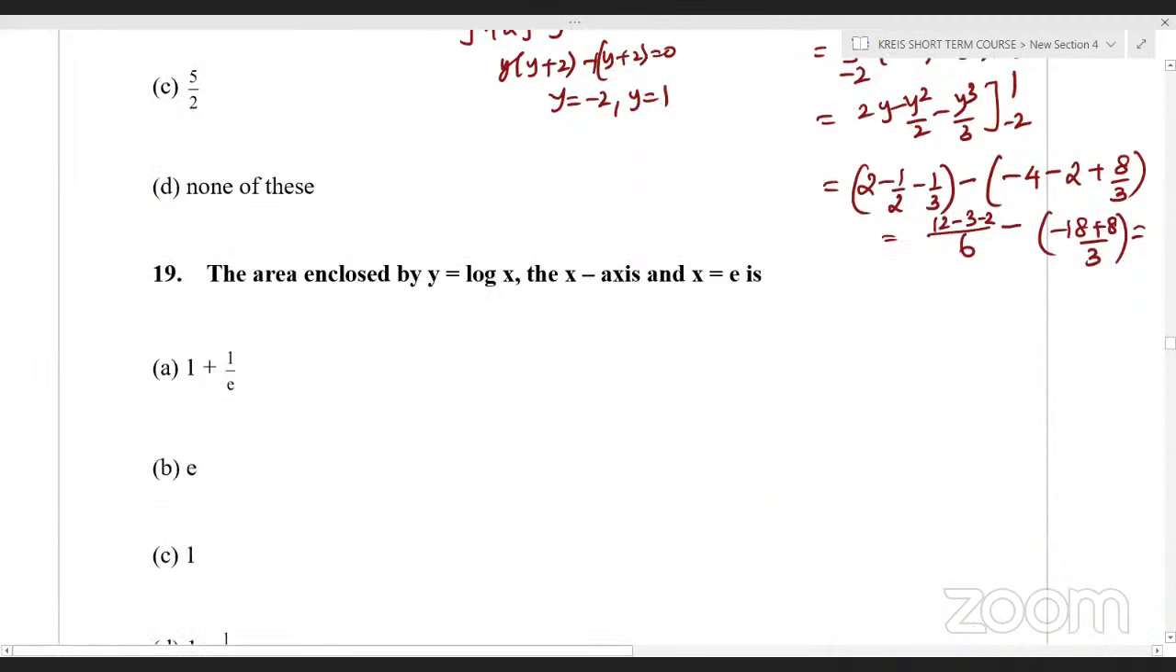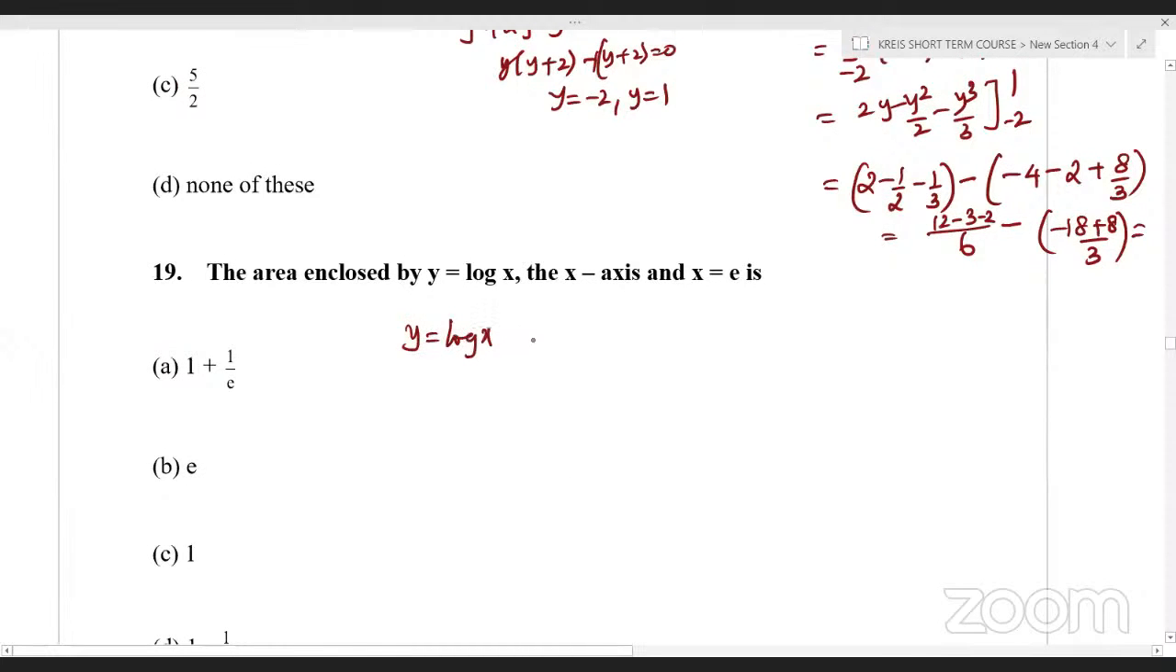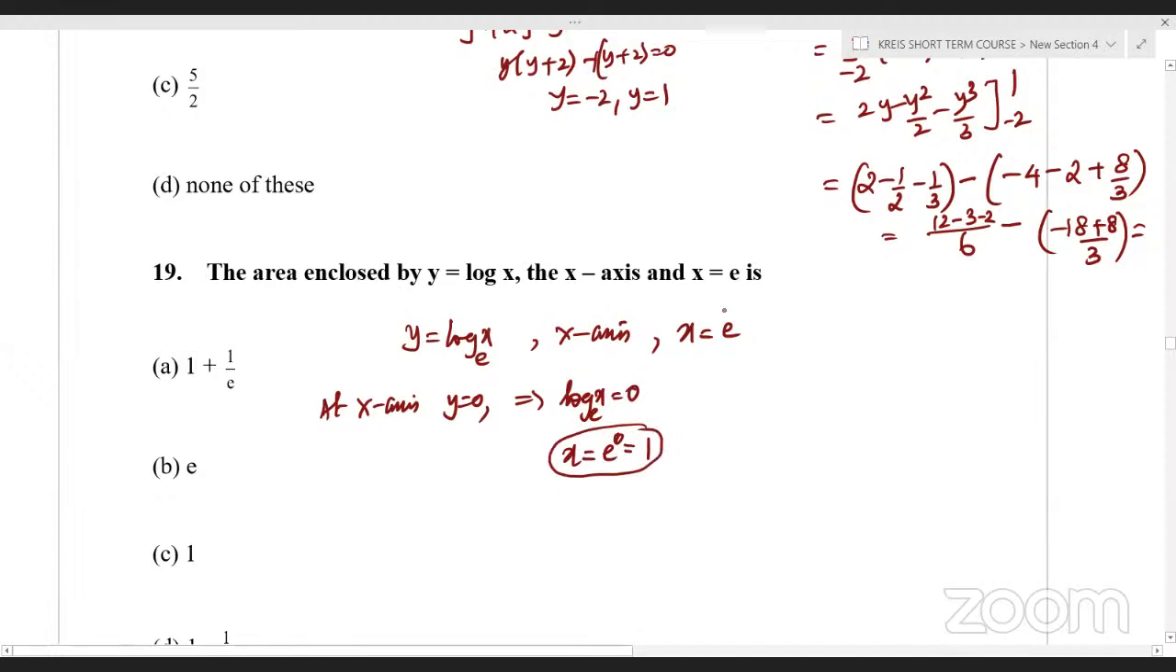Next, the area enclosed by y is equal to log x and x axis, and x is equal to e. But here log x to base e anta. At x axis your y will be equal to 0, which becomes log x to base e is equal to 0. So taking exponential form, x is equal to e power 0, it becomes 1. So these are going to be the limits. x is equal to 1 and x is equal to e.